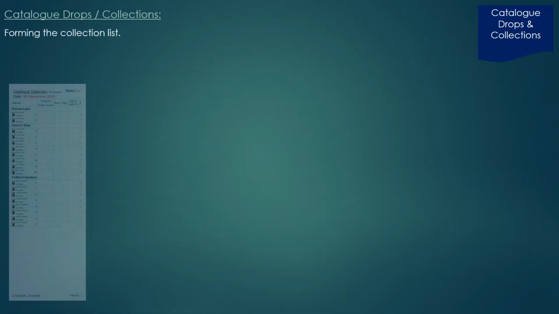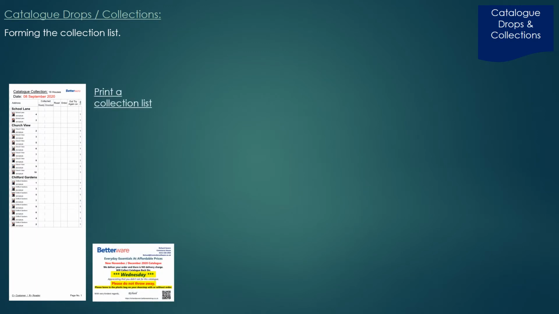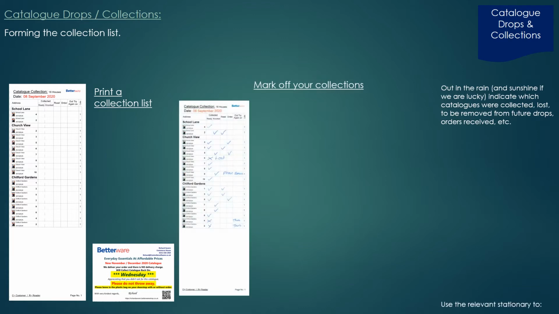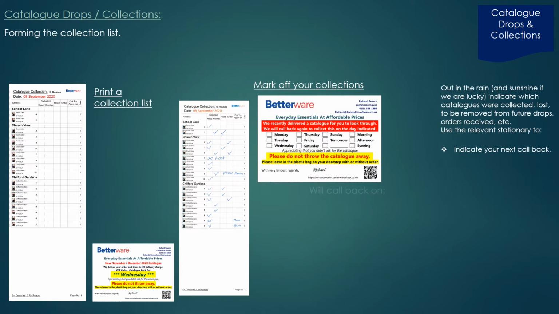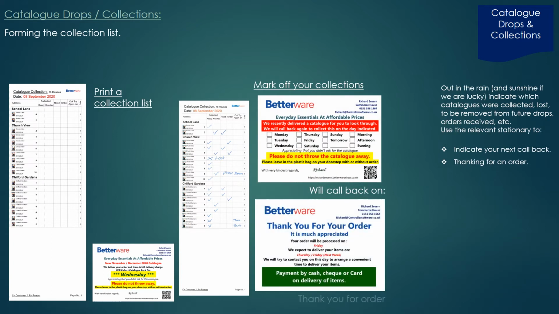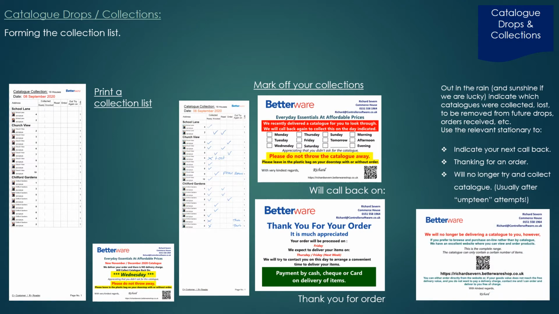Forming the collection list. We can print the collection list telling us which houses to go and collect from. So out in the sunshine or the rain, we indicate which houses we've collected from, which houses have read the catalogue, any that have lost, any that we're going to call back to. We can indicate which day we're going to call back using our callback slips. We can put a little card through to say we thank you for your order. Or if we've constantly tried to get the catalogue back with no success, we can put a no longer going to deliver a catalogue to you card through the door.